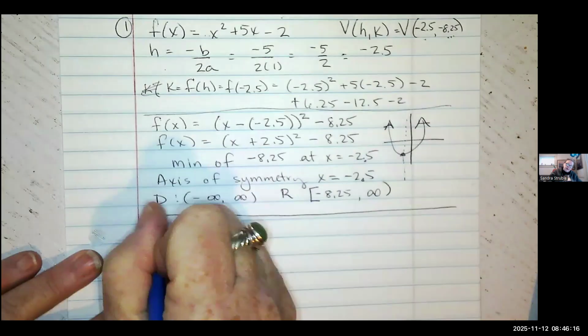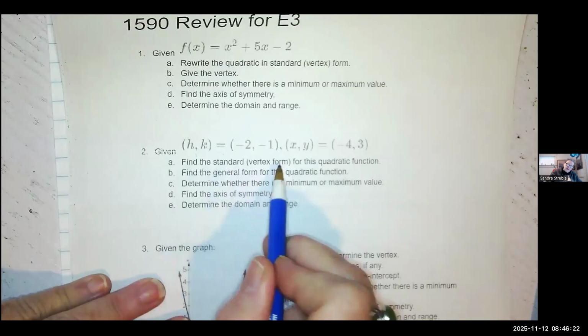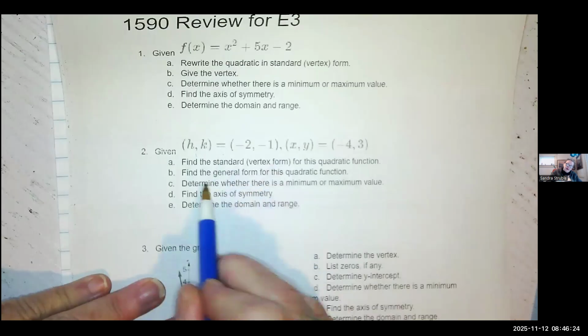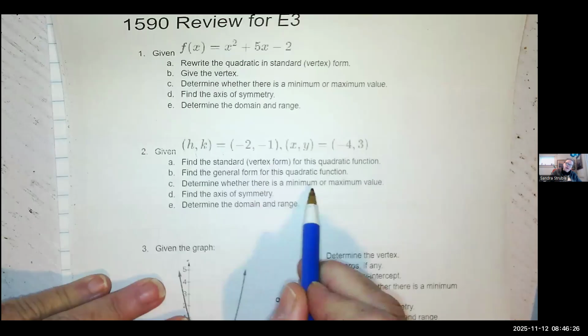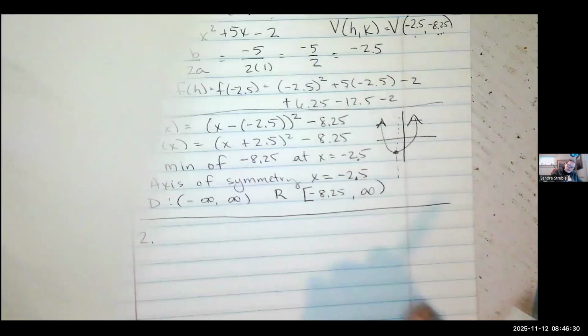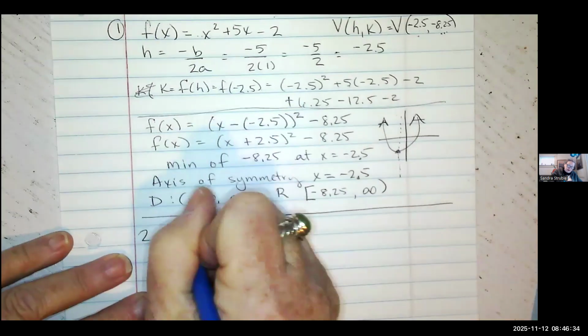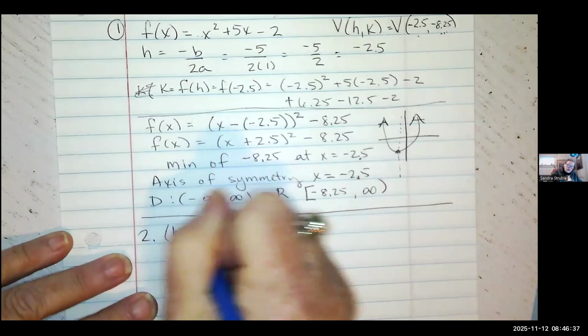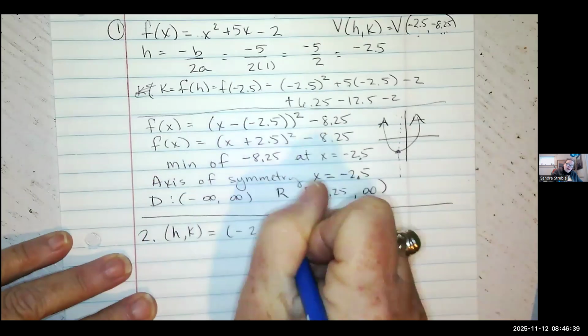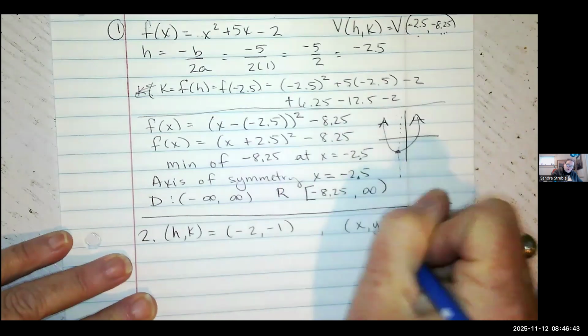2 is they're giving us the vertex and a point, and they want us to create vertex form, general form, whether there's a min or max and what the value is, find the axis of symmetry, and domain and range. All right, so h, k, which is our vertex, is -2, -1. And then we have another point that we're going to use to find our a, and that is -4, 3.